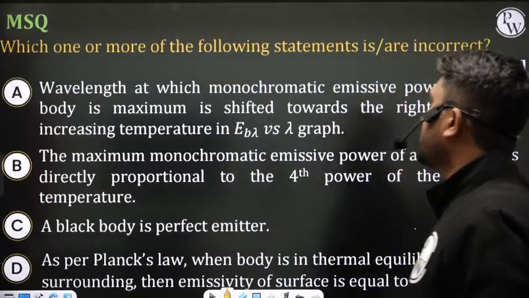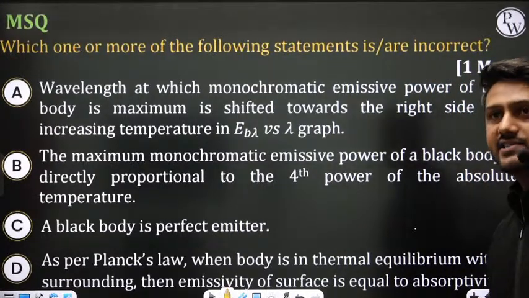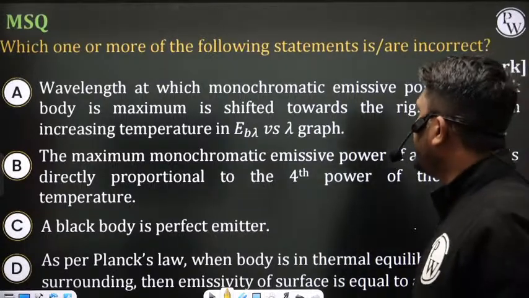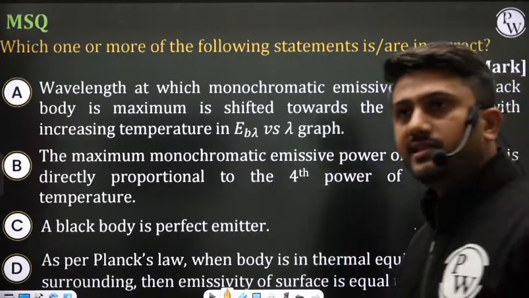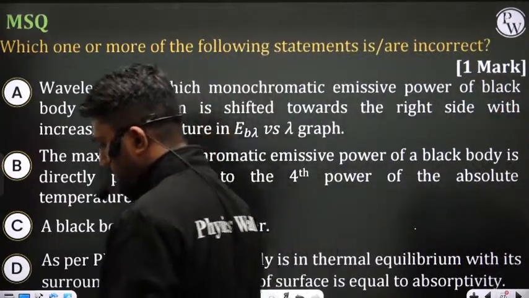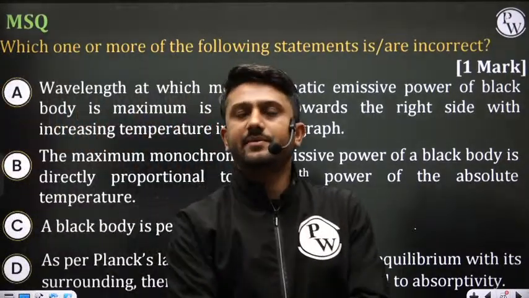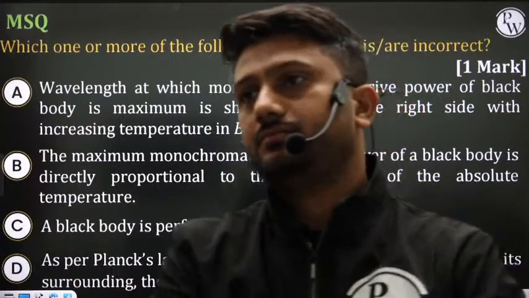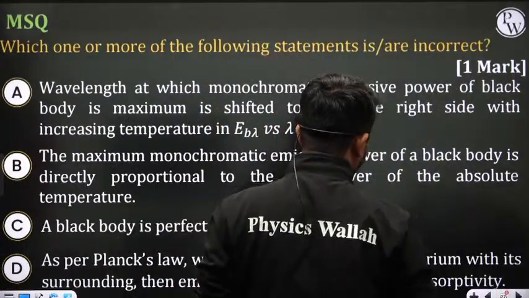This is an MSQ question. Which one or more of the following statements are correct? Statement A says, the wavelength at which the monochromatic emissive power of a black body is maximum is shifted towards the right side with increasing temperature in the E_b lambda versus lambda graph. Is this statement correct or wrong? True or false?